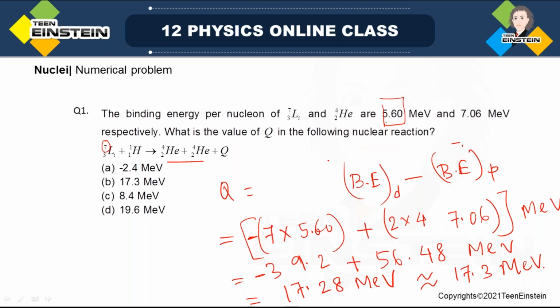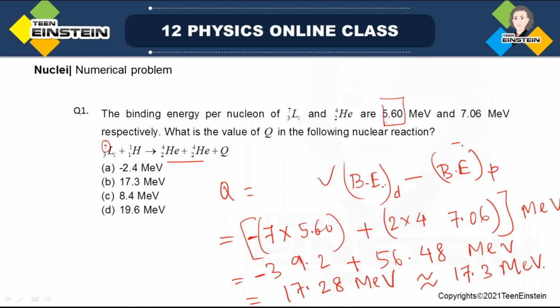So this is the Q value for this reaction. Actually, for this nuclear reaction, this is the Q value. So you need to understand that in the beginning we had made a small mistake, because conceptually this is correct.